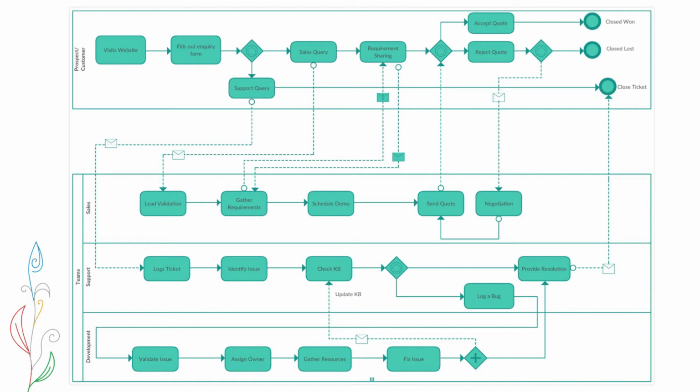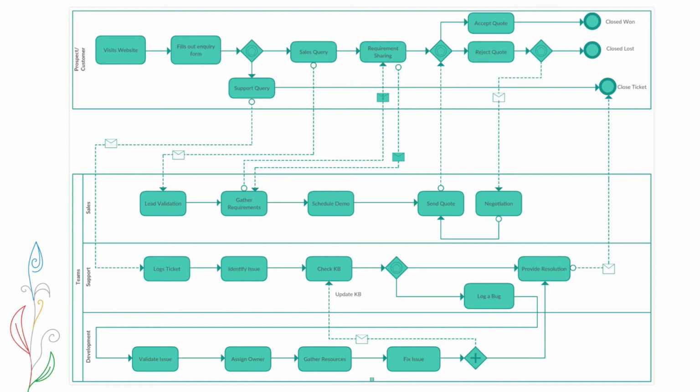If it is moved on to the support query, it goes to the support agent, and the ticket is logged. Once the ticket has been logged, the person validates the issue and checks the knowledge base. If they don't have any update in the knowledge base, a bug is logged, and it moves on to validating the issue. The developer gets in the picture. Then it's assigned to an owner, you gather resources, and you fix the issue. Then the resolution is provided. So this is a journey on the support angle.